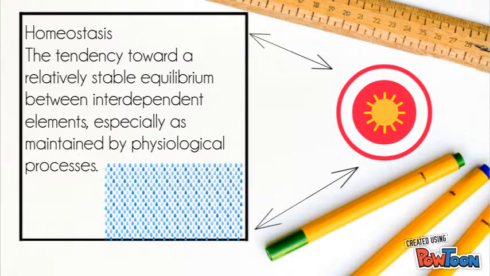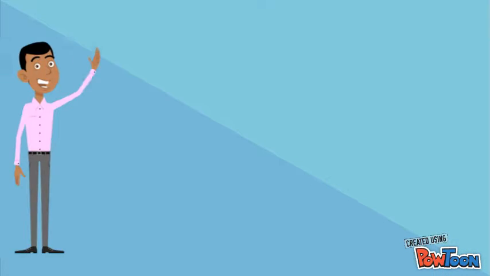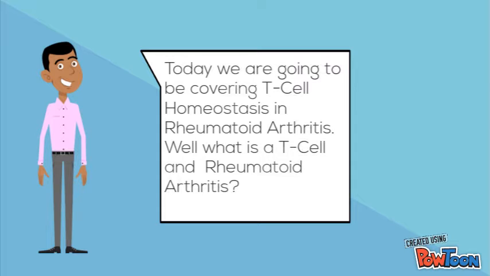For example, if it's too hot, then you activate your sweat glands to cool your body, so internal temperatures don't get too high. So we're going over T-cell homeostasis and rheumatoid arthritis, but what are these things? Well, T-cells are a type of white blood cell that help the immune system function. It's produced by the thymus.